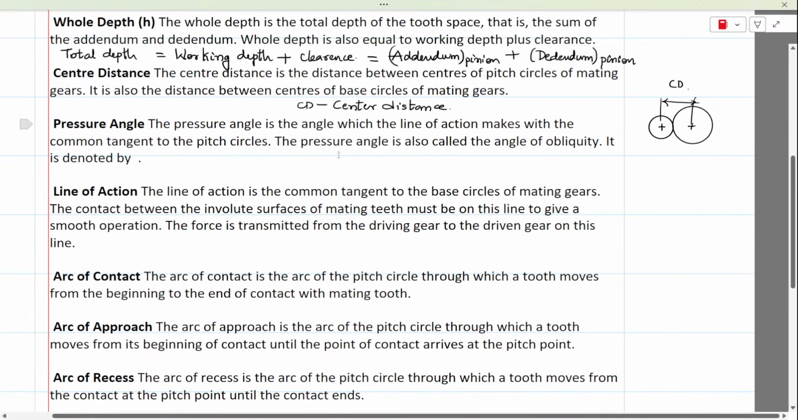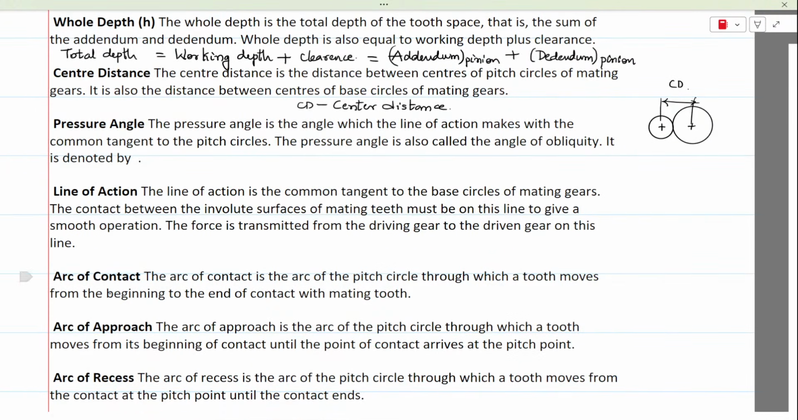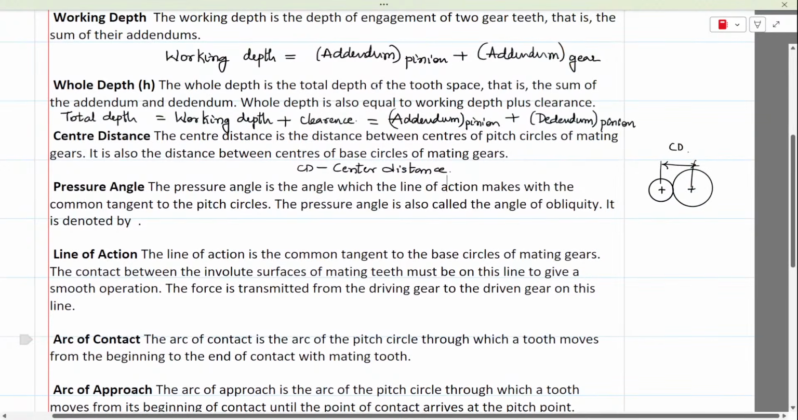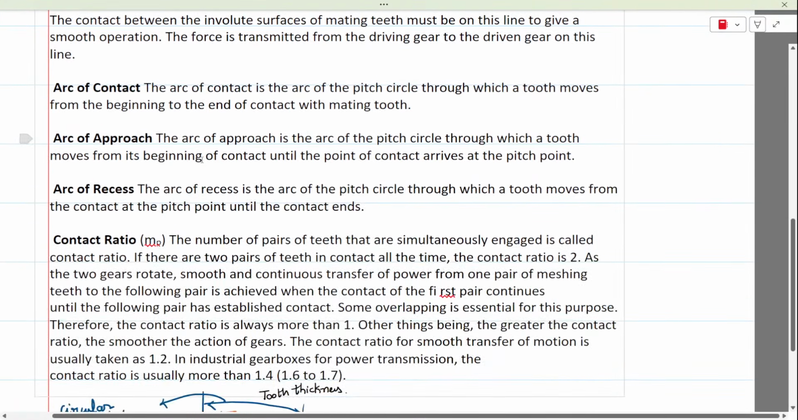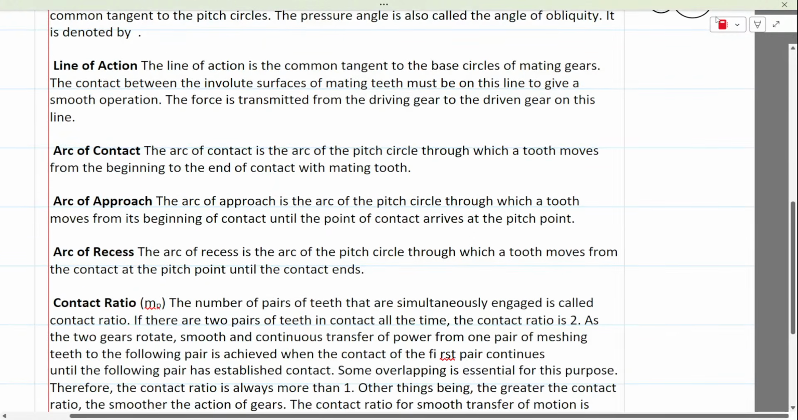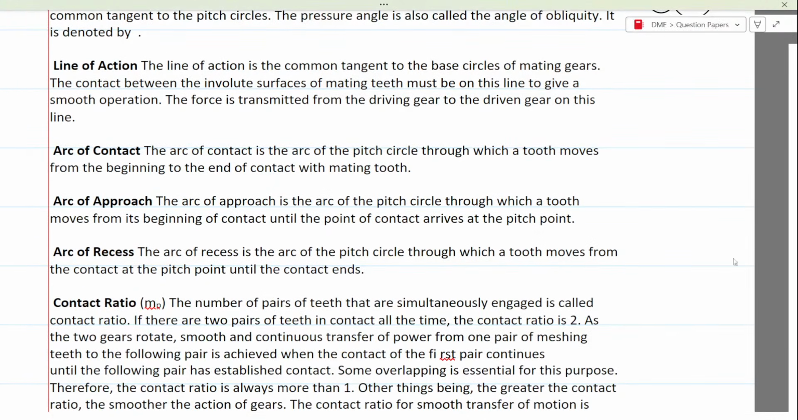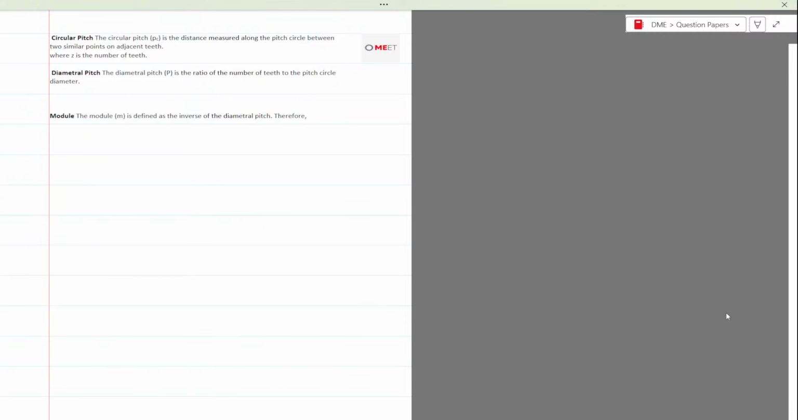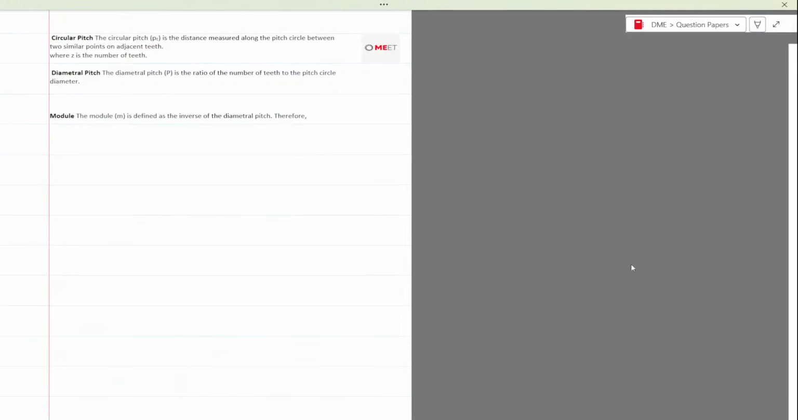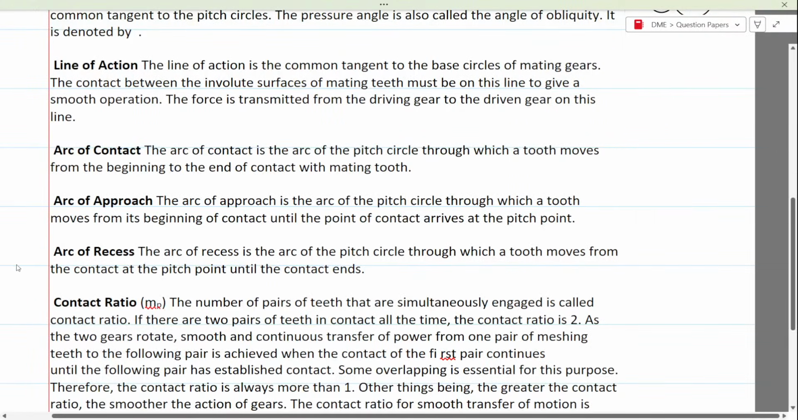Okay. Next is pressure angle, line of action, arc of contact and arc of approach. I'll just complete the contact ratio first, and I'll discuss pressure angle, line of action, arc of approach and arc of recess in the next slide because they involve a lot of drawing. So first let me take up contact ratio, circular pitch, diametrical pitch and module. Let's deal with the simple ones and then we'll come back to the complicated ones.